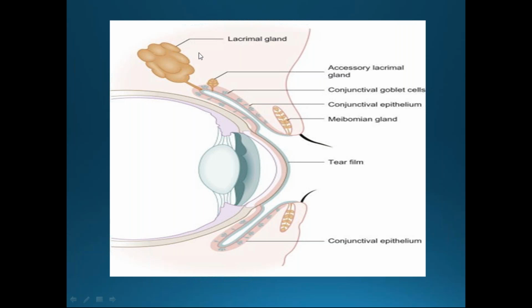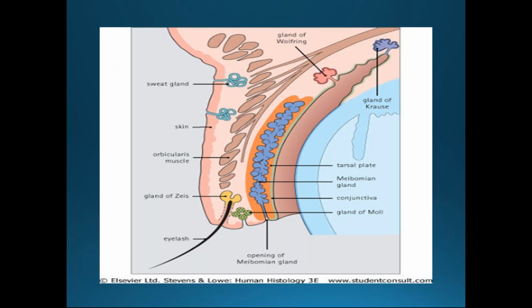These are the accessory lacrimal glands. These are the glands of Krause, which are located in the superior fornix, opening into the superior fornix subconjunctivally. These are the glands of Wolfring. They are located above the tarsus, superiorly above the upper tarsus, inferiorly below the lower tarsus.